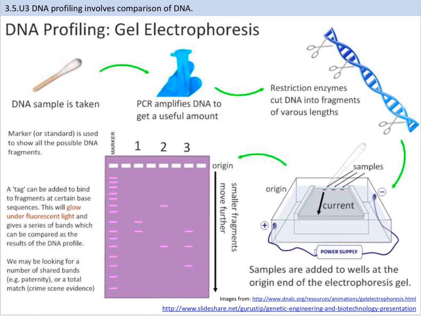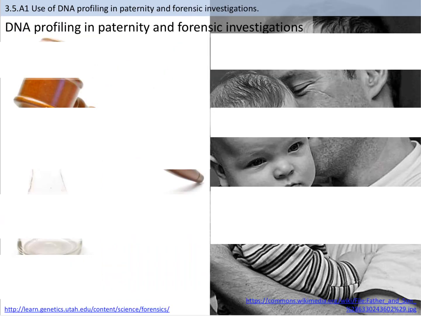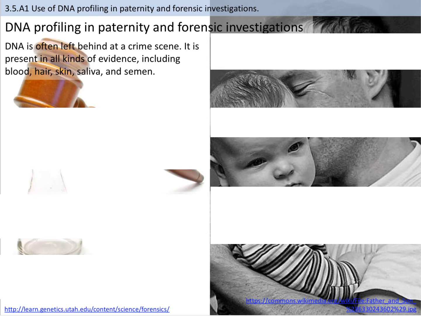And now we're going to get into a little bit of practice thinking about how it applies to paternity tests. So DNA profiling is often used in paternity tests and forensic investigations. DNA is often left at crime scenes. Criminals might be getting a little bit smarter about things because of crime shows like CSI, but typically people leave a lot of evidence that contains DNA around at a crime scene.